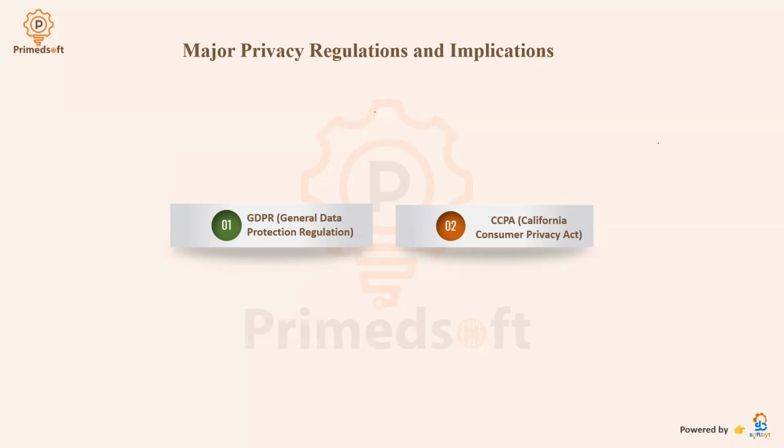Whereas the CCPA, on the other hand, grants California residents rights regarding their personal information, including the right to know what data is collected and how it's used, the right to request deletion, and the right to opt out of the sale of personal information. It requires businesses to provide clear privacy notices and mechanisms for consumers to exercise their rights.